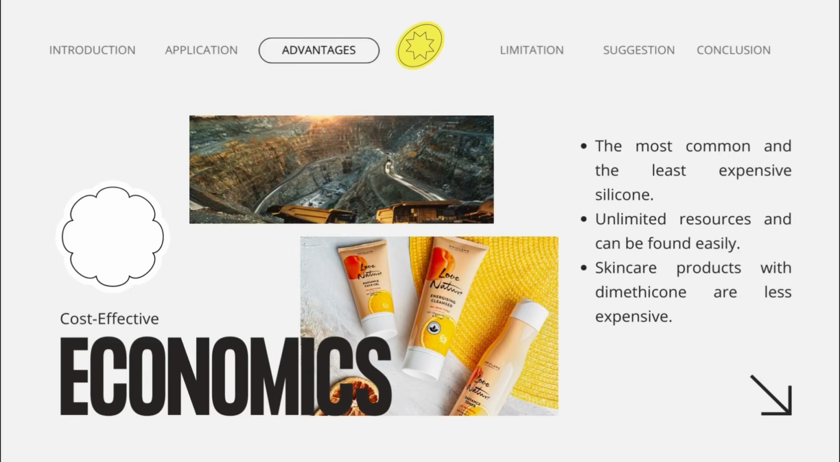According to the Encyclopedia Britannica, silicon is the second most abundant element due to the fact that 25% of the Earth's crust is composed of silicon dioxide. Not to mention, skincare products with dimethicone are less expensive than those without it.